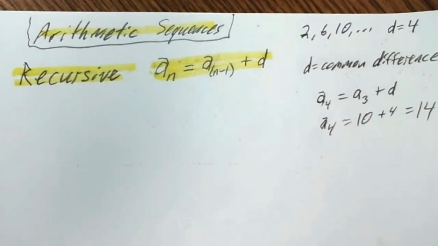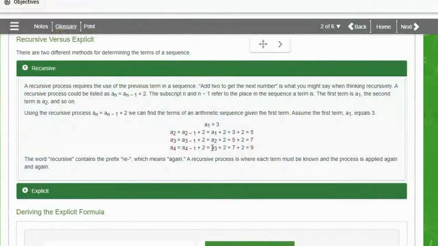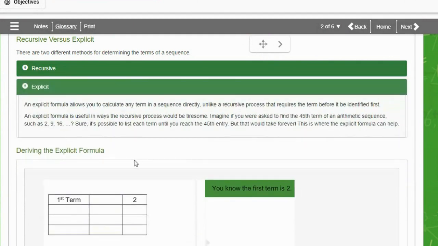All right. So it talks about the n minus 1 right here. That just means the term before it. And recursive means again. So a recursive process is where each term must be known and the process is applied again and again and again. So as we want to know each term in the sequence, we've got to keep doing that again and again and again. Let's see what it says about explicit right here. An explicit formula allows you to calculate any term directly.